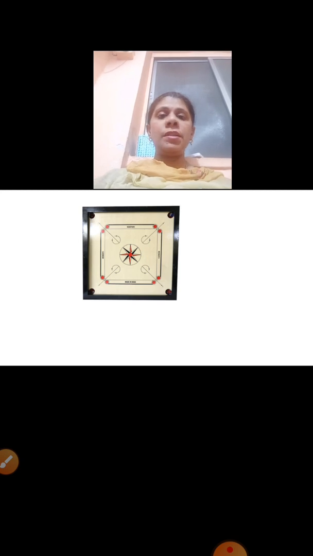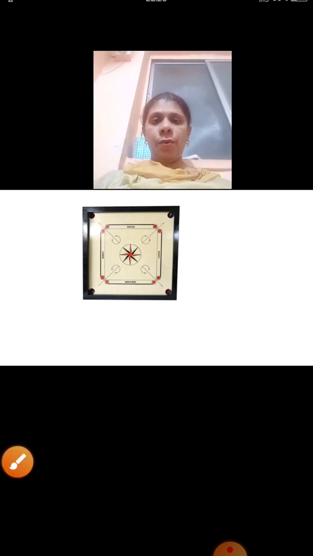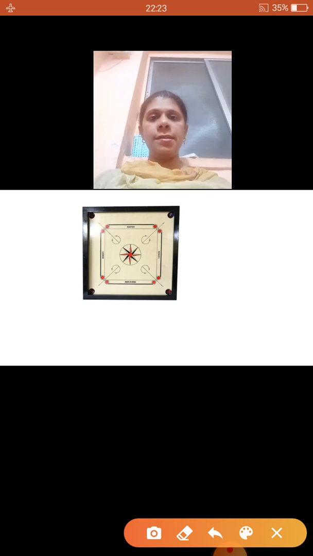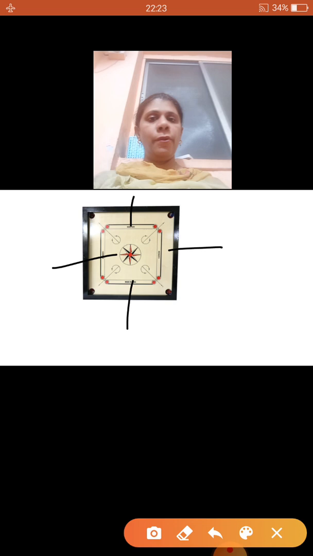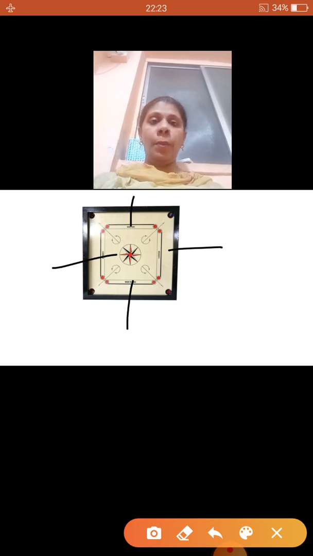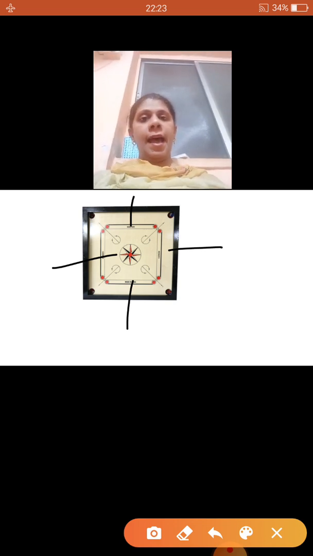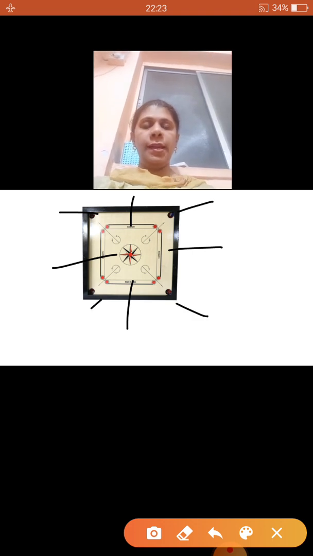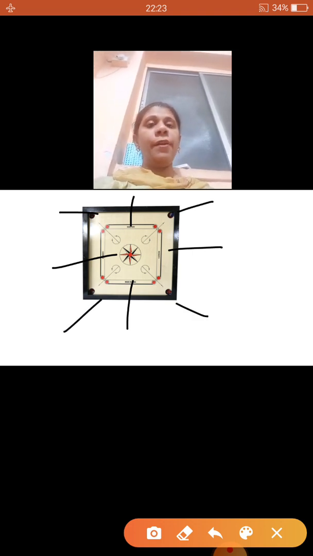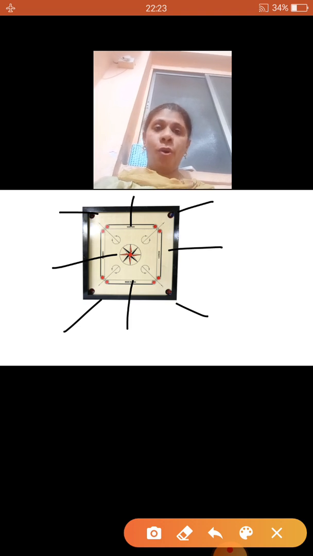Now what is this? Yes, it's a carom board. Now tell me, what is the shape of a carom board? Let us first count the edges and the corners. 1, 2, 3, 4. So how many sides do we have? 4 sides. How many corners? 1, 2, 3, 4. So we have 4 edges and 4 corners.